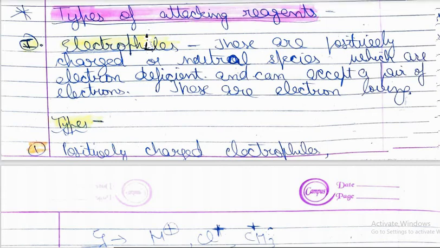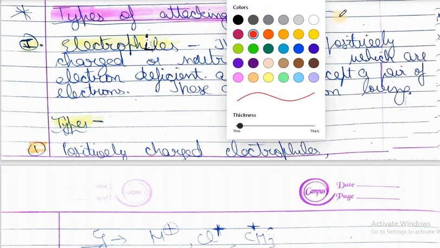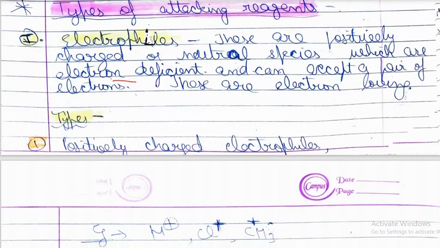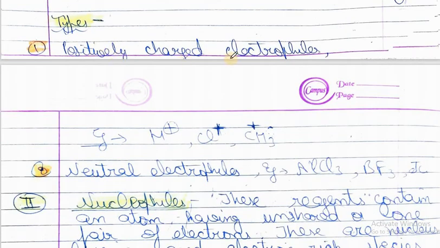What are electrophiles? Electrophiles are the chemical species which carry positive charge, or they are neutral species which are electron deficient, and can accept a pair of electrons. So these are electrophiles, and these are of two types. These can be positively charged electrophiles, example H+, Cl+, CH3+, etc. And these can be neutral electrophiles.